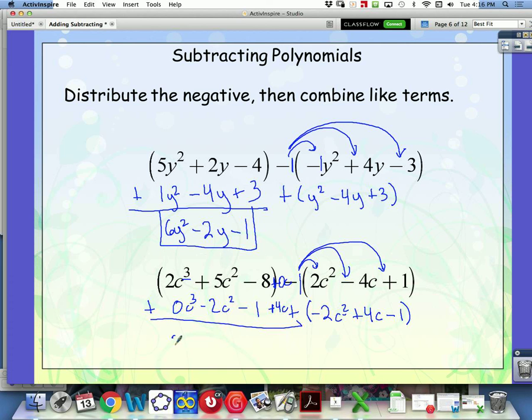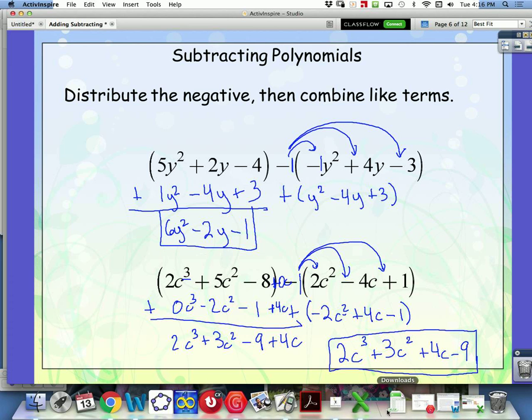Now when we add, we get 2c cubed plus 3c squared minus 9, because -1 plus -8 is -9, plus this 4c. Now, it's not quite in order because we want it in order from 3, 2, then 1. So last thing we're going to do is 2c cubed plus 3c squared plus 4c minus 9. And there is your final answer.